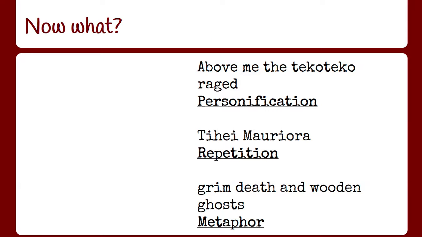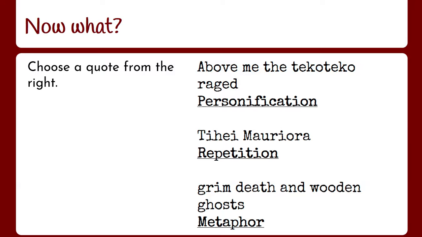So the last bit of this slide is a practice for you. So there's 3 separate quotes here from the poem that I've picked out. So above me, the teko teko raged, personification, because the teko teko is a carving on top of the meeting house. So it's not alive, so it can't rage. So why use personification? And Tihe Moriora, we know that's repeated all the way through. And grim death and wooden ghosts. Well, we know ghosts aren't wooden, right? So what is he talking about? He's not talking about literal ghosts. So what is he talking about figuratively, metaphorically?